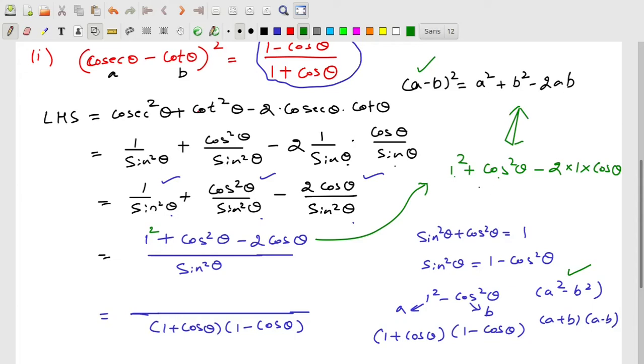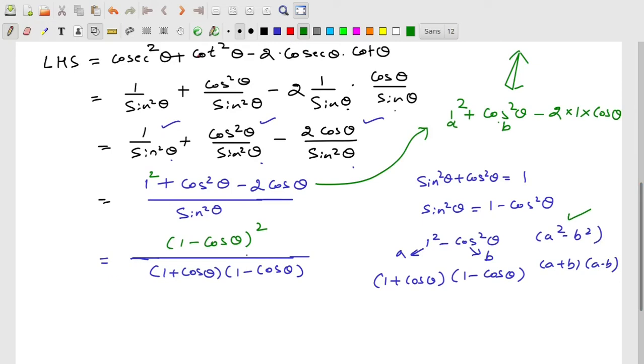These two expanded forms are similar. So can I take this as a, this as b? Then I will get a minus b whole square. That is our 1 minus cos theta whole square. Now see here, 1 minus cos theta whole square and then 1 minus cos theta. Now you can cancel out this 1 minus cos theta from the denominator.